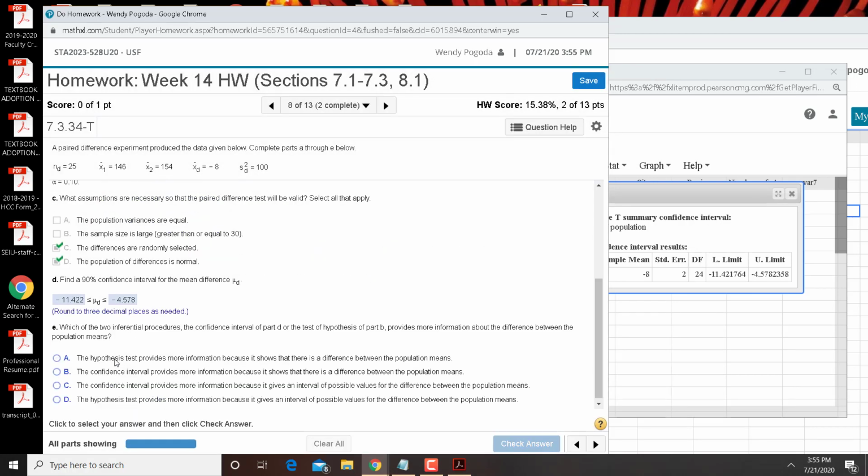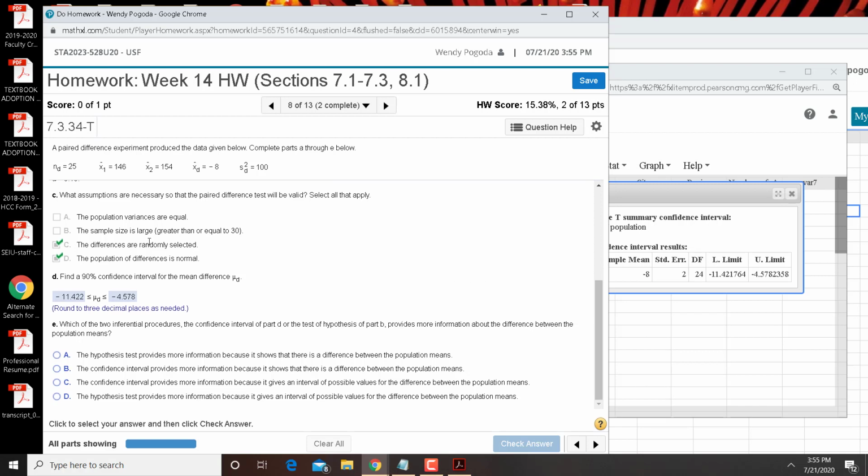Great. So basically, the first part has us do a hypothesis test. This part has us do a confidence interval, and we're basically saying that the difference between the first group and the second group, which we can view as maybe before and after, is somewhere between negative 11.4 and negative 4.6. Both of those numbers are negative, so this is really telling us the same thing the hypothesis test told us, but with a little more detail. It's saying that the first group's mean is less than the second group's mean.